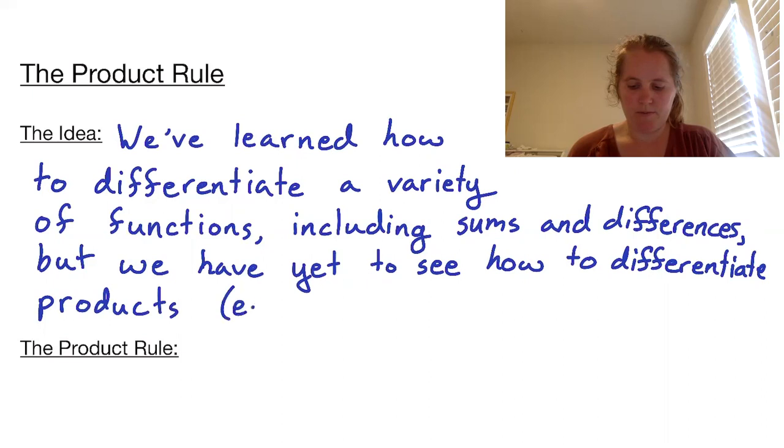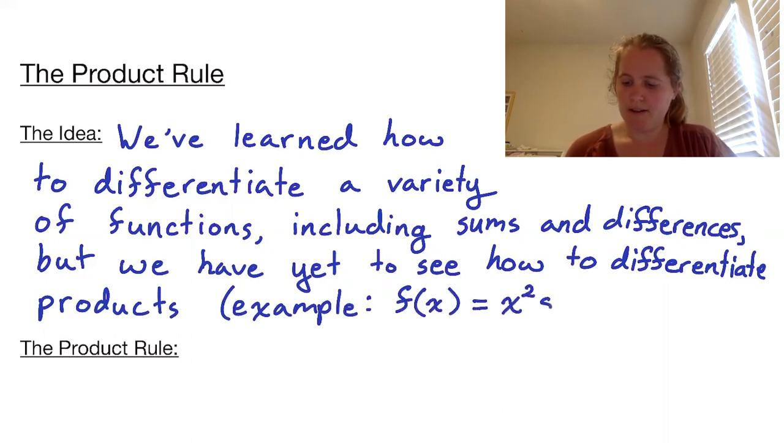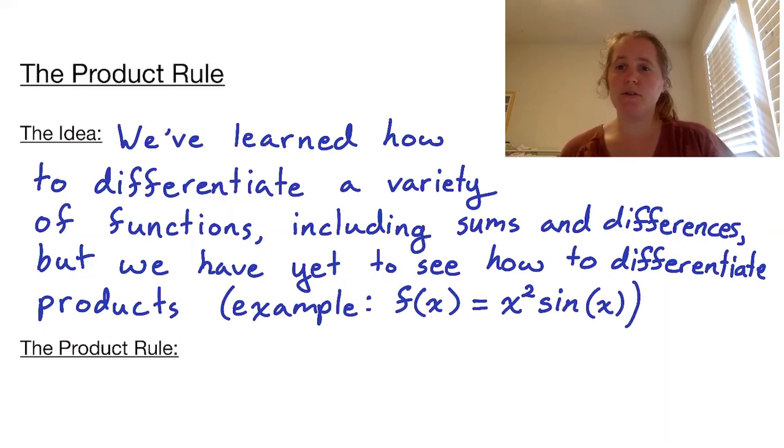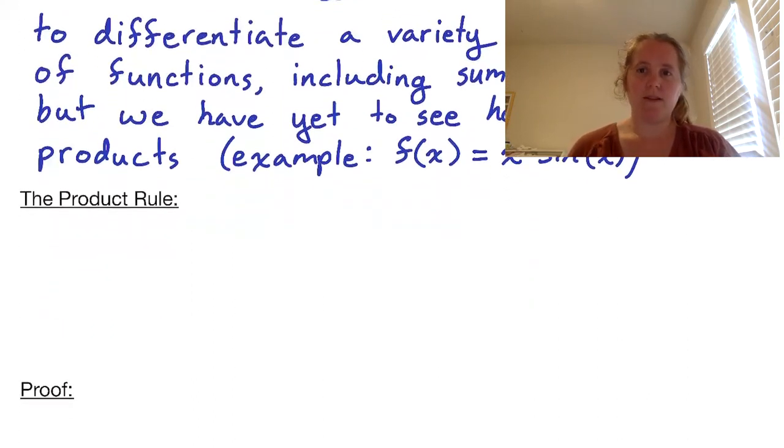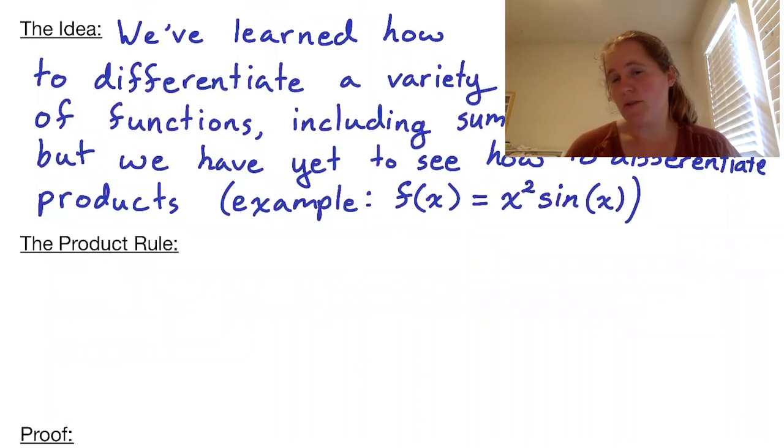For example, if we had a function like f of x equals x squared times sine of x. We know how to differentiate x squared using the power rule. We know how to differentiate sine of x using our trig derivatives. But the product we have not yet seen. Right? So the product rule gives us a rule for differentiating products.